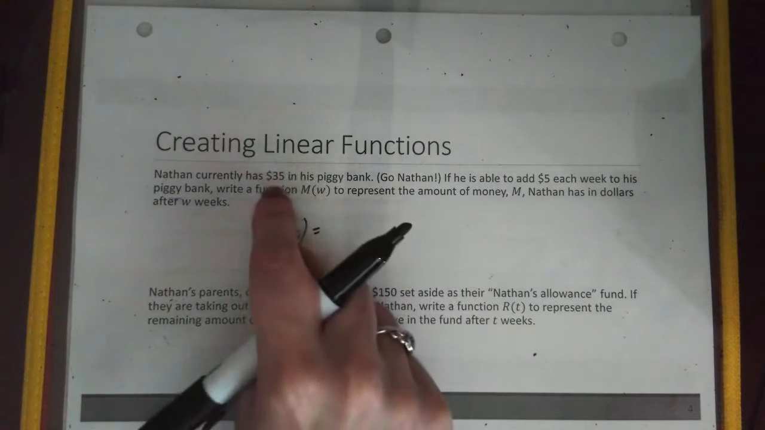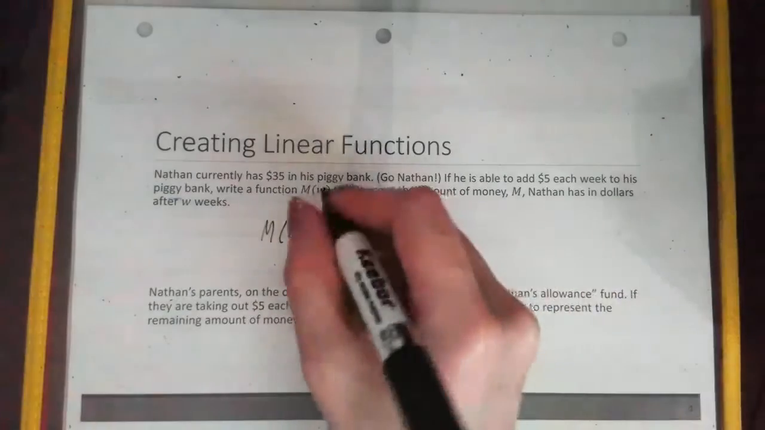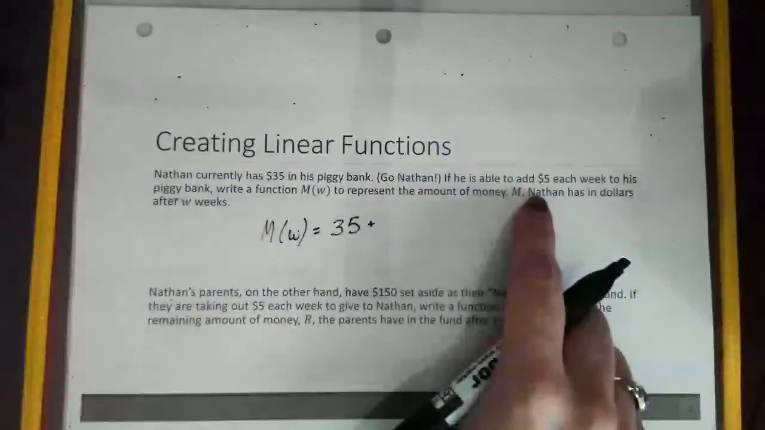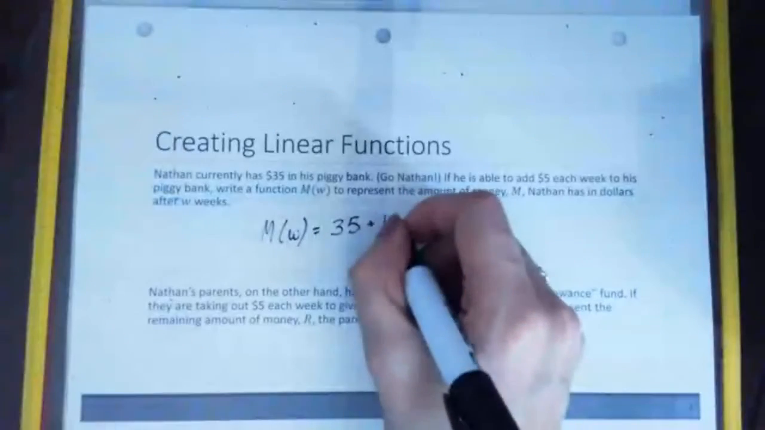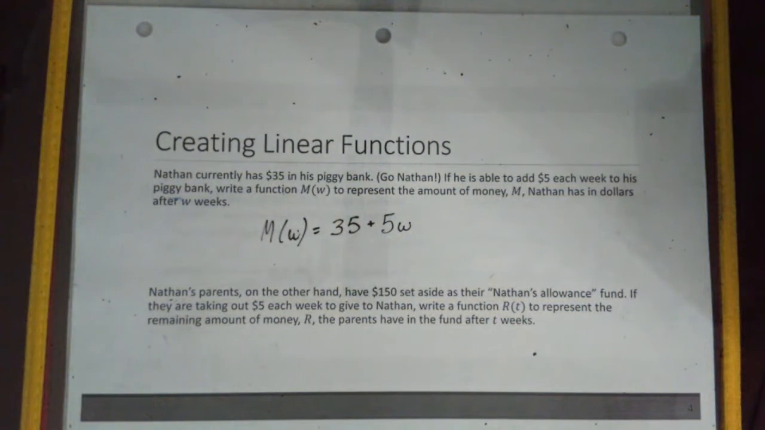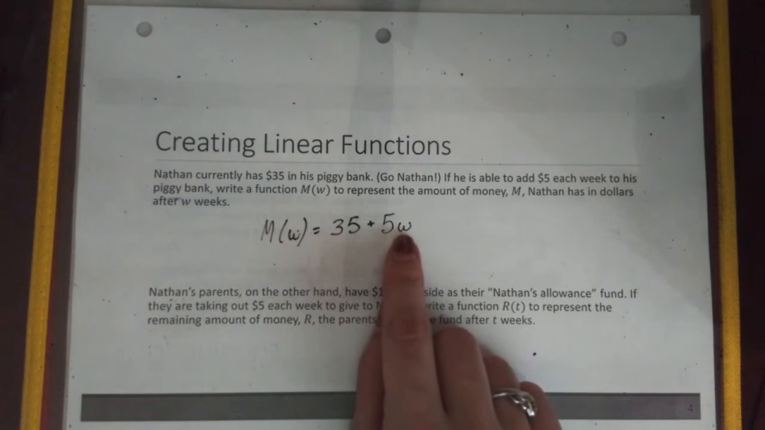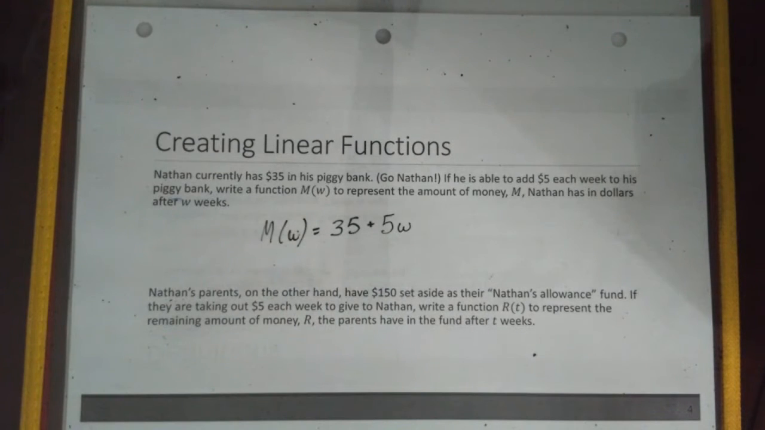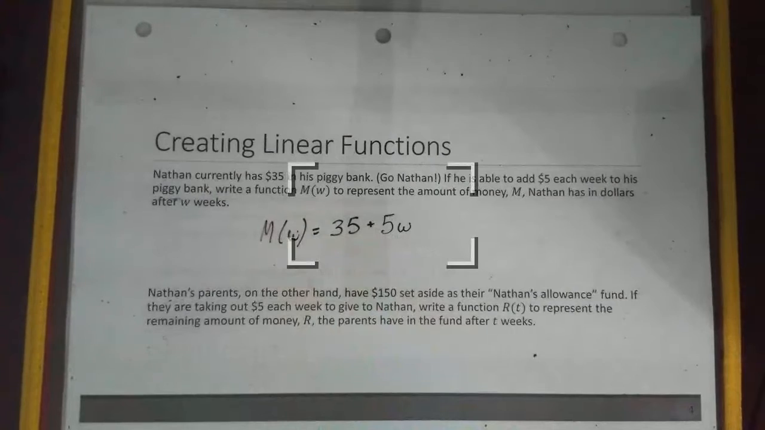Well, we were told that Nathan is already starting with $35 in his piggy bank. He is adding $5 to this amount every week. So that 5 is going to be our slope. It's our rate of change. And our slope value is what gets multiplied by our input. So for example, if we are going 1 week in the future, then we let w equal 1. 1 times 5 is 5. Adding to his original $35, Nathan's going to have $40. Another week later, we're going to add another 5, and so on.